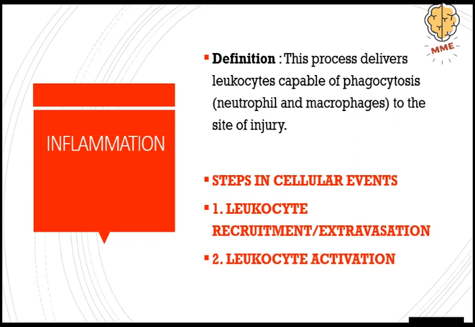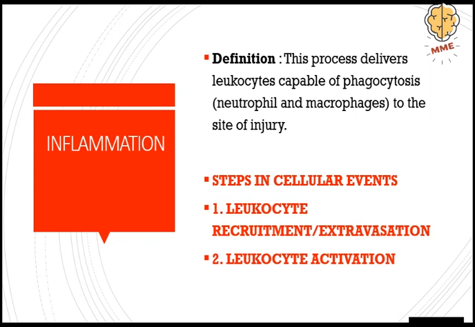The main motto of this process is to deliver leukocytes which are capable of phagocytosis. As we all know, the leukocytes capable of phagocytosis are neutrophils and macrophages, and the process delivers these leukocytes to the site of injury. So what are the steps in these cellular events? The first is leukocyte recruitment or extravasation, and the second is leukocyte activation. In this video, I will only discuss leukocyte recruitment or extravasation.